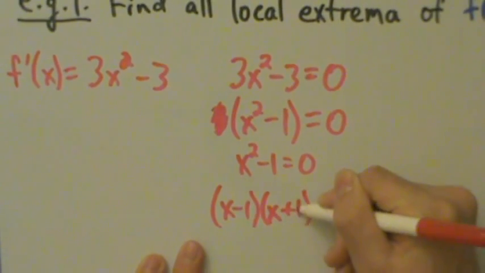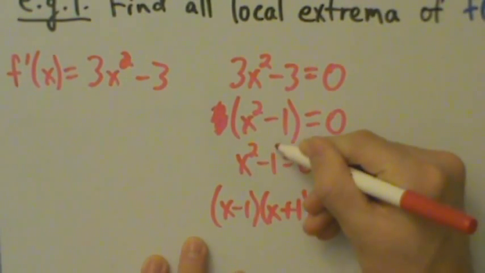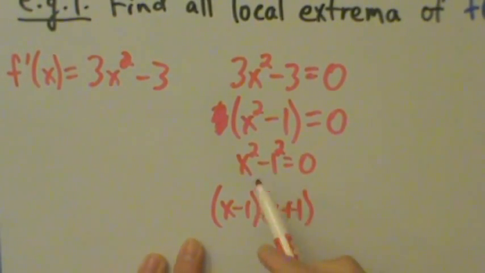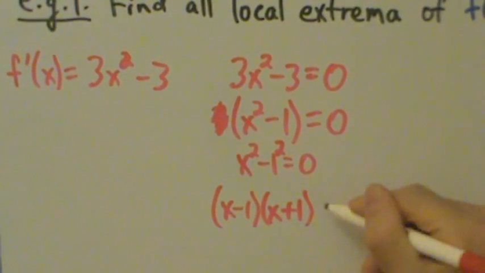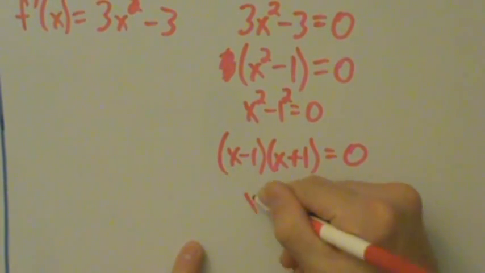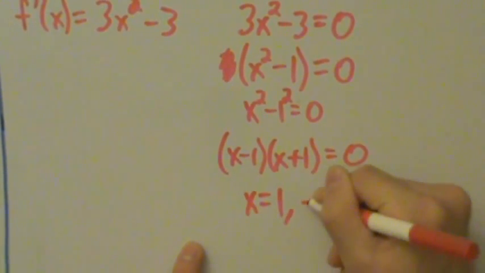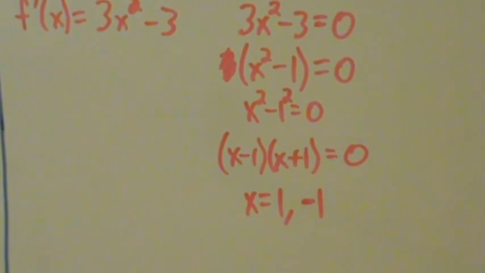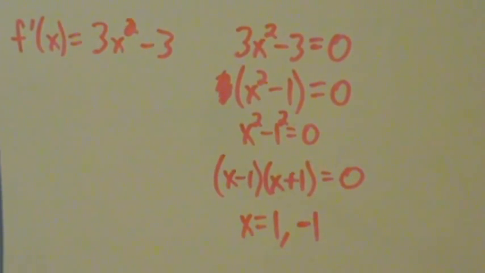So remember, this is a difference of squares, right? x squared minus 1, 1 is the same thing as 1 squared, so difference of squares, it's (x minus 1)(x plus 1) equals 0. So from here we get x equals 1, and from here we get x equals negative 1. Okay, so x equals 1 or negative 1. Those are the values of x that make the derivative 0.